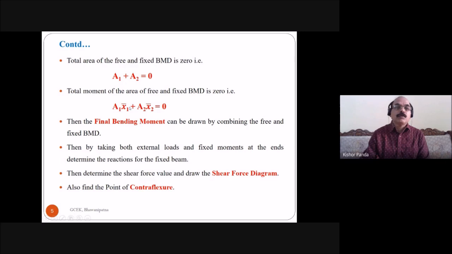Using these two theorems, you can find the fixed end moments at the ends A and B. After getting the fixed end moments MA and MB, you can plot the final bending moment diagram. You already know the free bending moment diagram, or simply supported bending moment diagram, due to external loading. After getting the fixed end moments using the moment area theorem, you can plot the final bending moment diagram by combining the free bending moment diagram and fixed bending moment diagram.